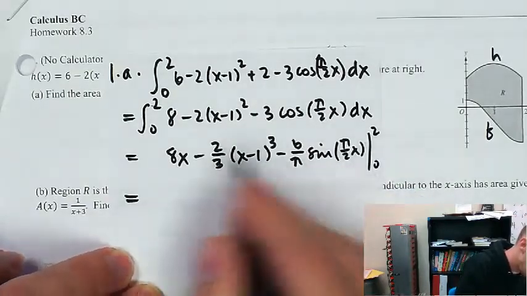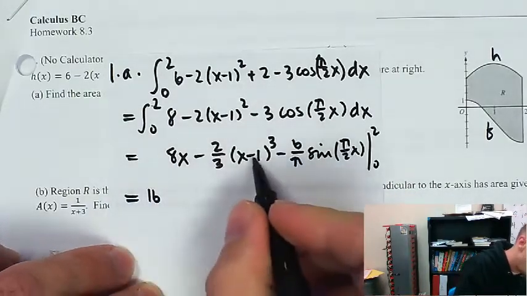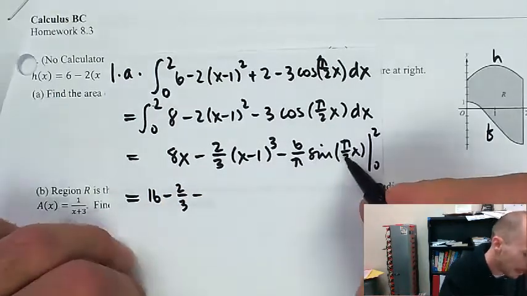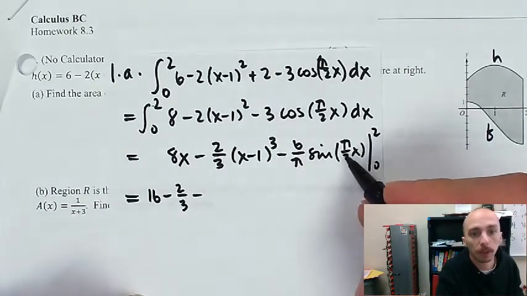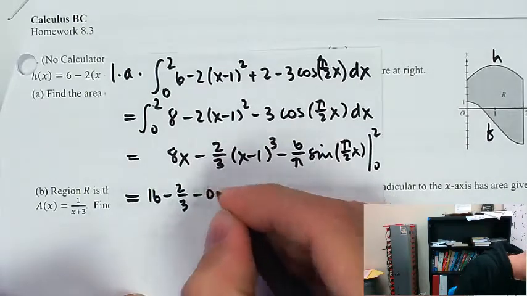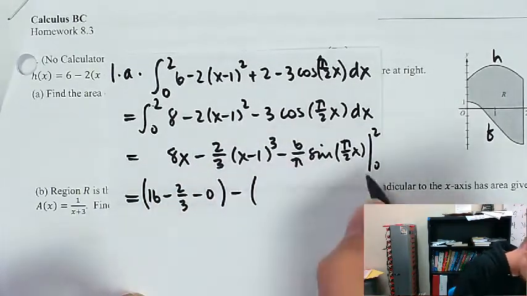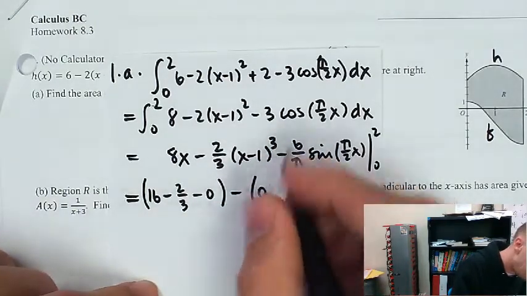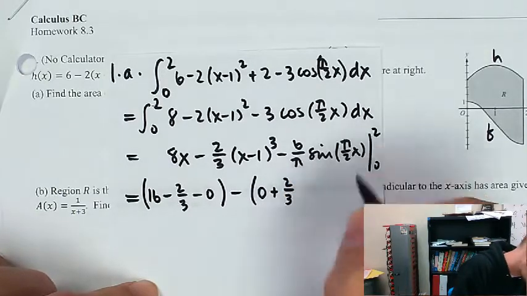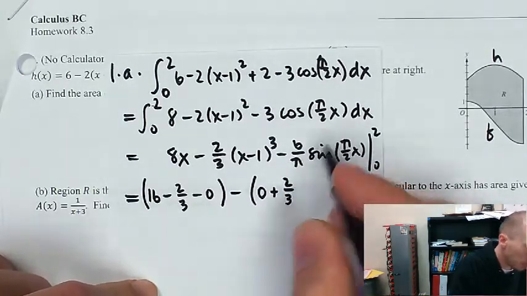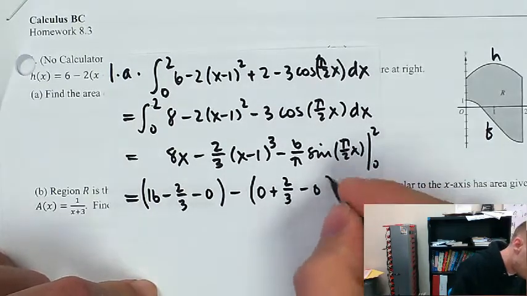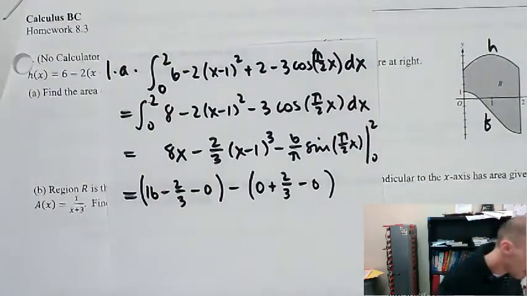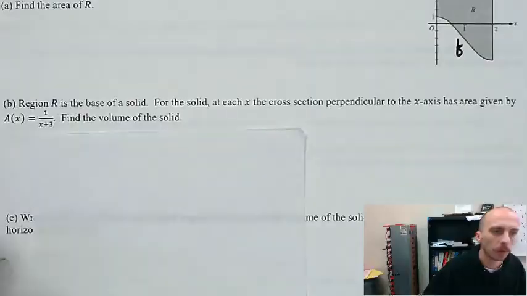Okay. So that would be 16. 2 minus 1 is 1, so 16 minus 2/3 minus 6 over pi times the sine of, plug in 2 for x, you get pi. Sine of pi is 0, so that would just be a 0. Minus, okay, when I plug in 0, I'll get 0 minus 2/3 of negative 1 to the third, so that would be plus 2/3. And then sine of 0 is also 0, so that would be another 0. And that's going to be a suitable area for our purposes, right? We don't need to do that in arithmetic.